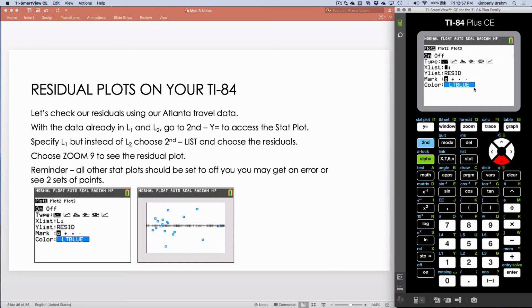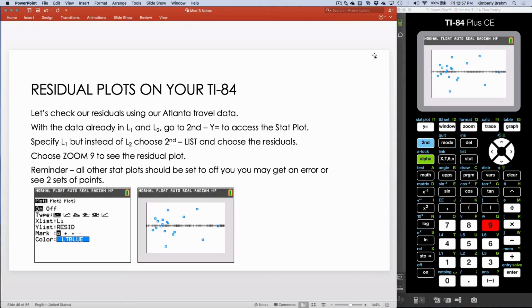My X list is L1, which was my previous X's. And then for Y list, I need to choose residual. So to find that, I go to second and list, and then choose residual, which in my case is the 7th one down. I don't care what the mark is or what the color is, but then if I zoom 9, I now have my scatter plot. So looking at that scatter plot, I'm a little bit concerned that most of the data is over here, so it may be possible that the linear regression equation is not the best way to go. We'll talk more about that when we talk about the ladder of powers.